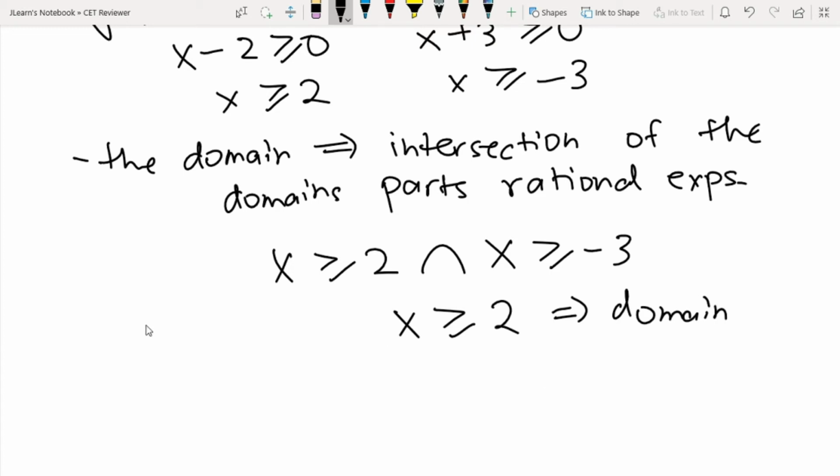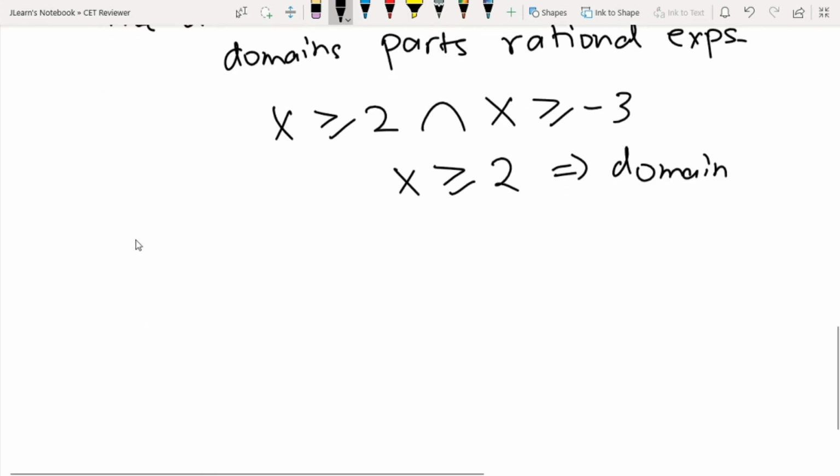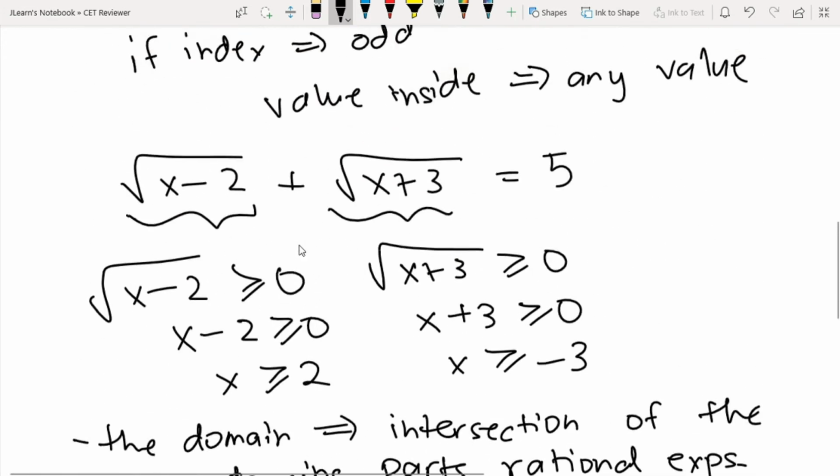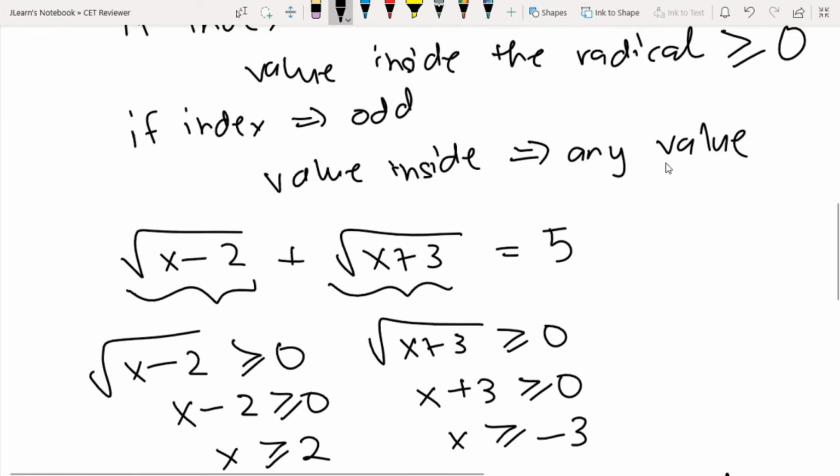Okay? So, paano naman kung add, no? Paano naman kung add? So, let's get this simple example. Kunyari, cube root ng x minus 1 is equal to negative 1. Okay? So, ang domain nito ay simply all real numbers. Kasi, kapag add, again, pagka-add siya, any value. Okay? Any value.